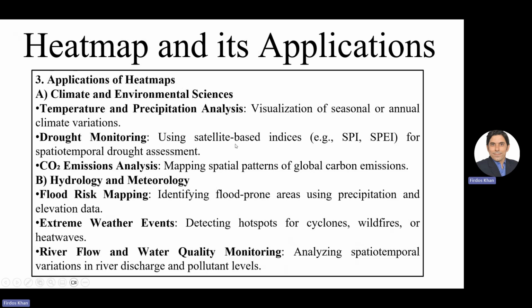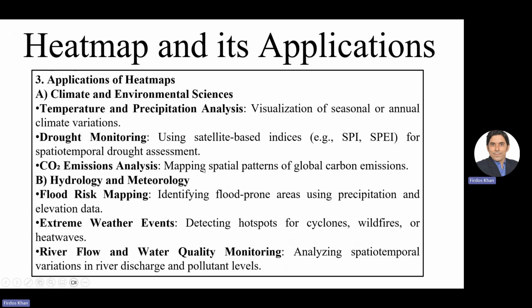Drought monitoring using satellite-based indices, for example SPI and SPEI, for spatiotemporal drought assessment. You have data on the droughts and a spatial map, and you can plot it. Then CO2 emissions analysis, mapping spatial patterns of global carbon emissions. We have done this in one paper, so you can do this as well, and you can see some nice information.